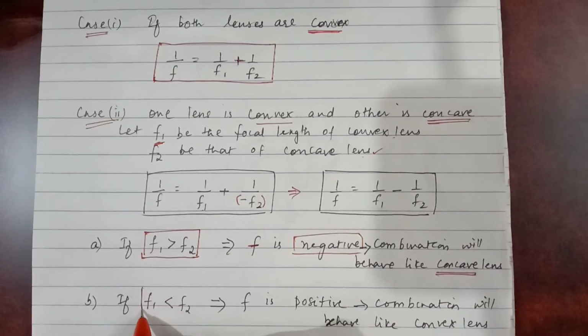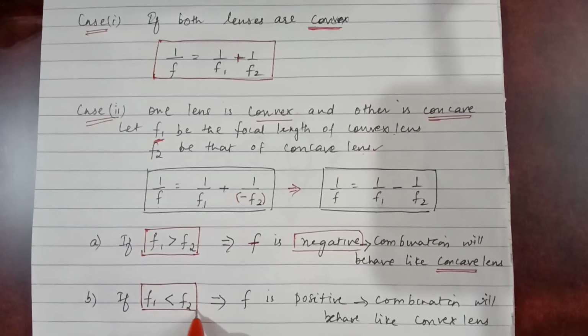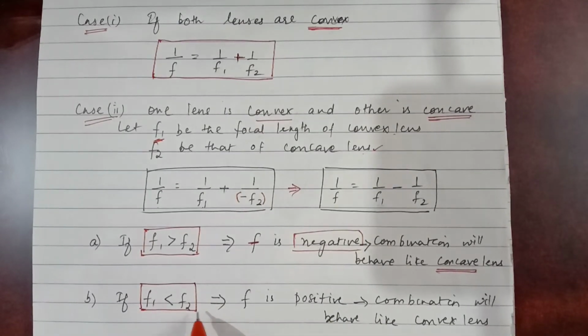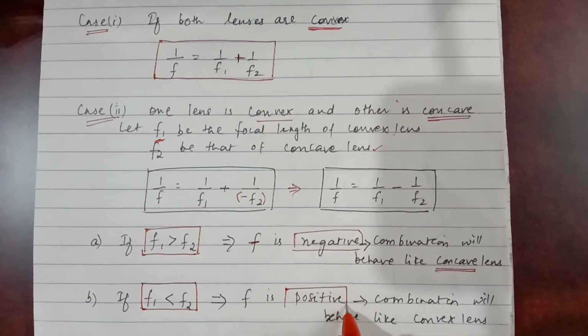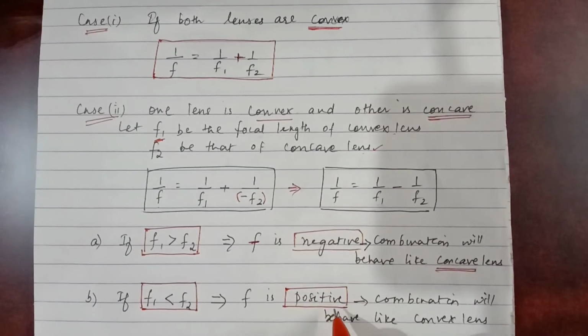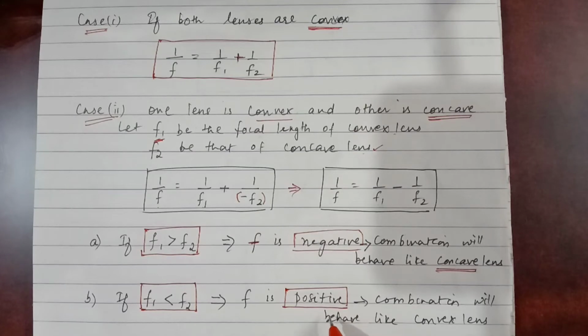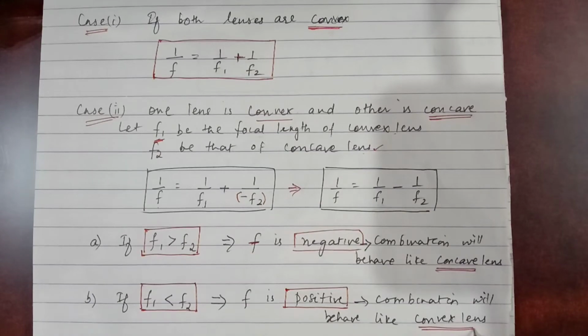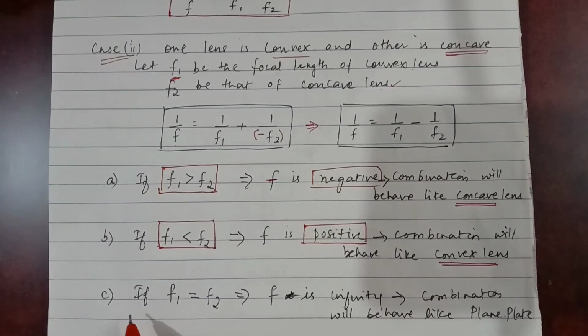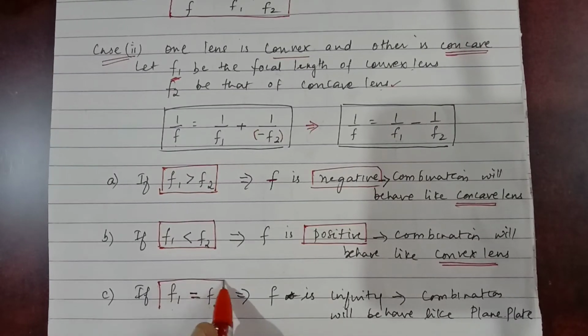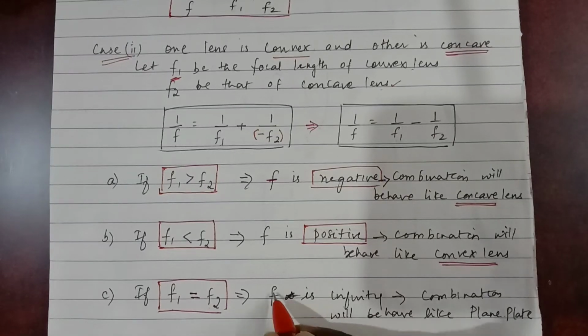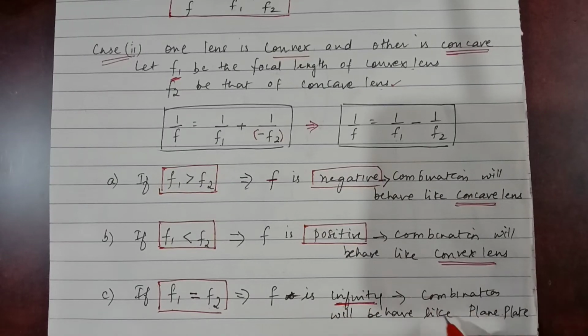In the next case, if f1 is less than f2, then f is positive. The combined focal length will be positive. In this case, the combination will behave like a convex lens. And the final condition, if f1 and f2 are equal, then the combined focal length will be infinity. That means the combination will behave just like a plane plate.